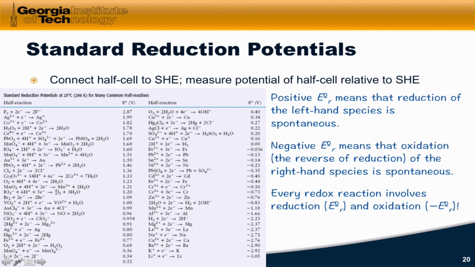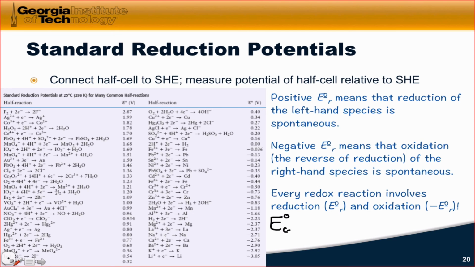Note also that every redox reaction involves reduction and oxidation, and this is at the heart of the formula we use to calculate standard cell voltage. It's the positive reduction potential for the cathode half cell minus the reduction potential of the anode half cell. Since oxidation is occurring at the anode, we need this negative sign for the voltage associated with the opposite of reduction, oxidation.